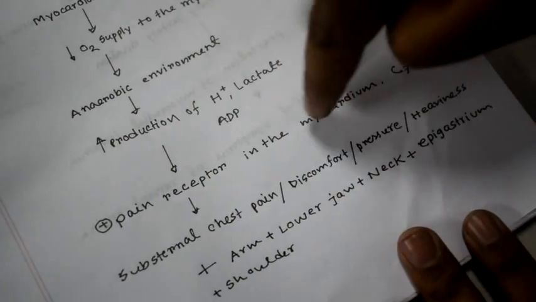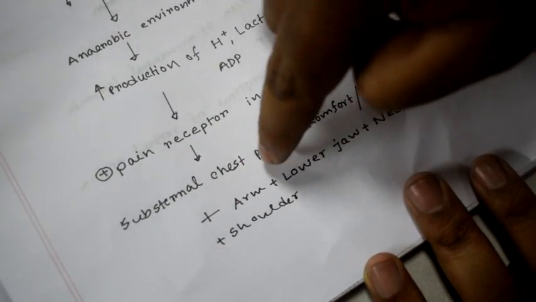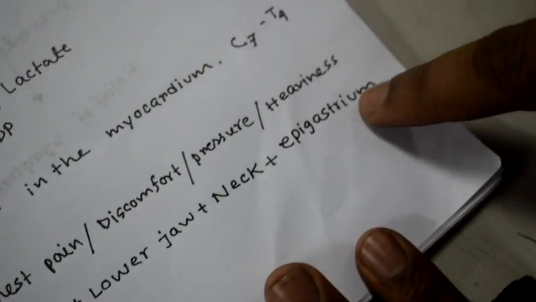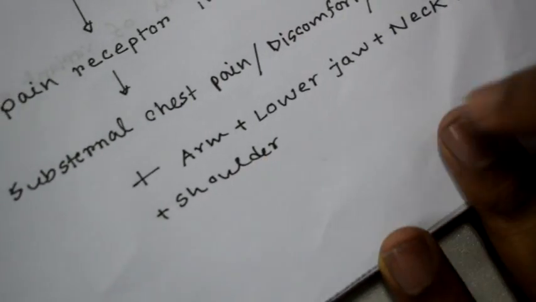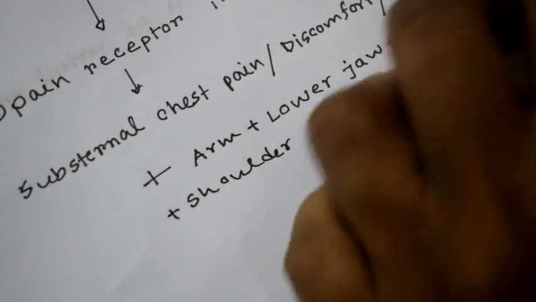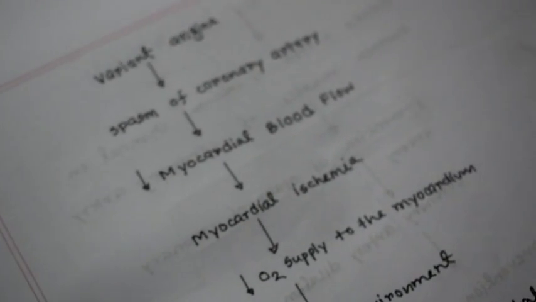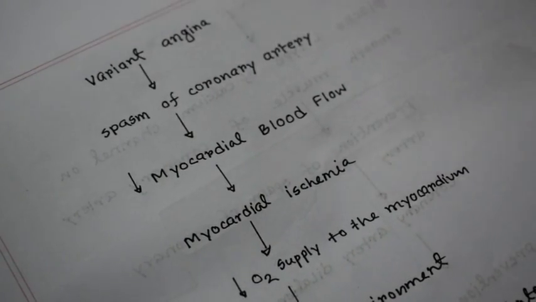So this pain can be felt anywhere in the inner aspect of the arm, in the lower jaw, in the neck, in the upper epigastrium or in the shoulder, radiate anywhere. So this spontaneous episodic vasospasm of coronary artery is responsible for variant or vasospastic or Prinzmetal angina.